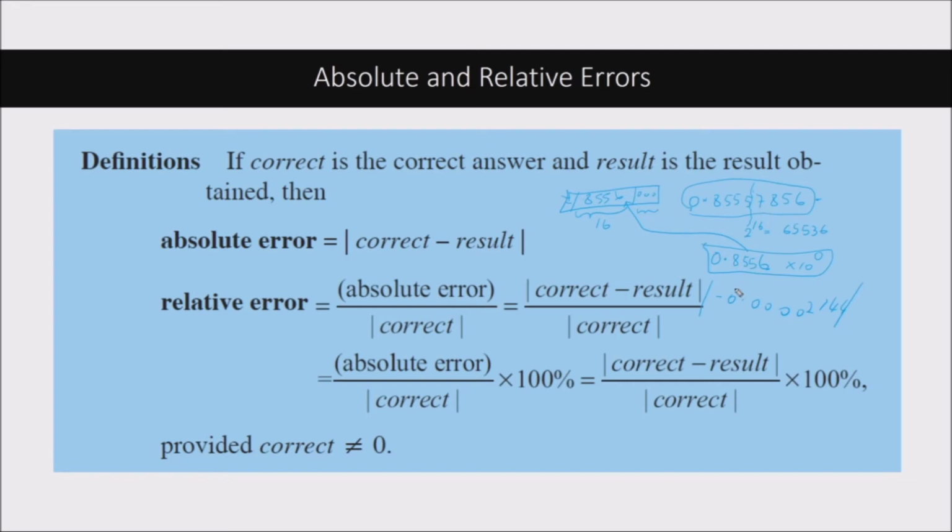Anyway, so this is what you get as the absolute error, and then the relative error means how much it is related to your correct answer, which means this one right here, right? So you put that there and multiply by 100. So in that case I get the absolute error, which is 0.00002144.